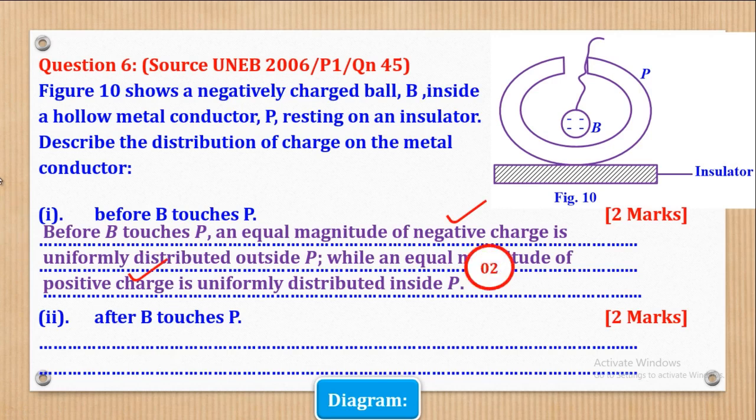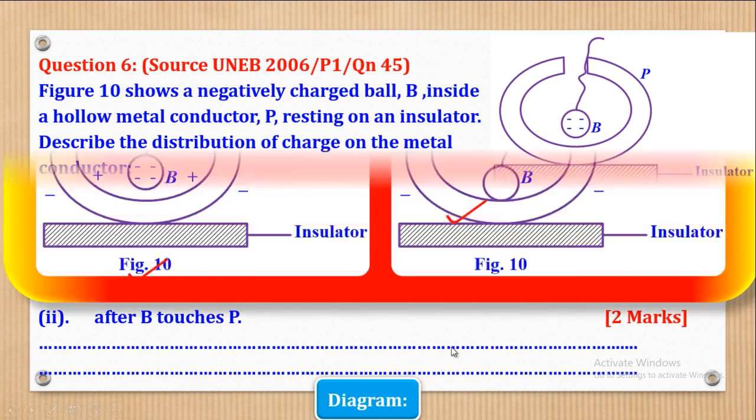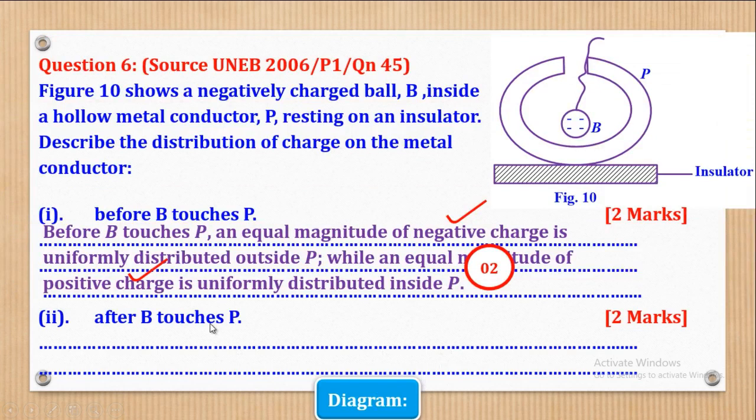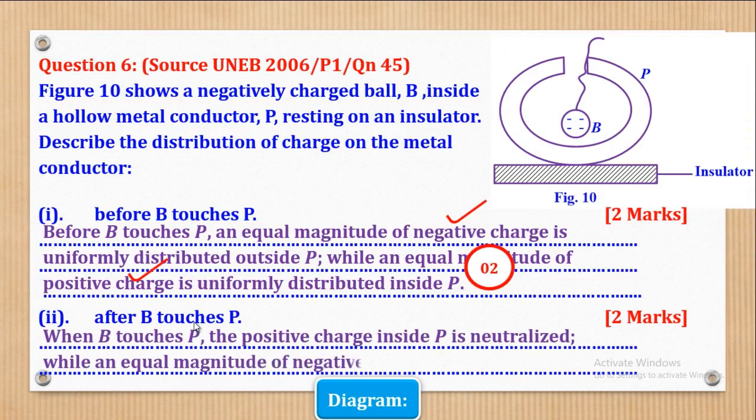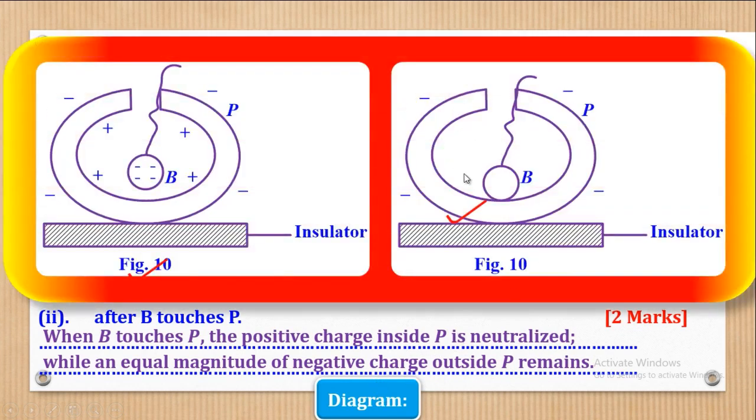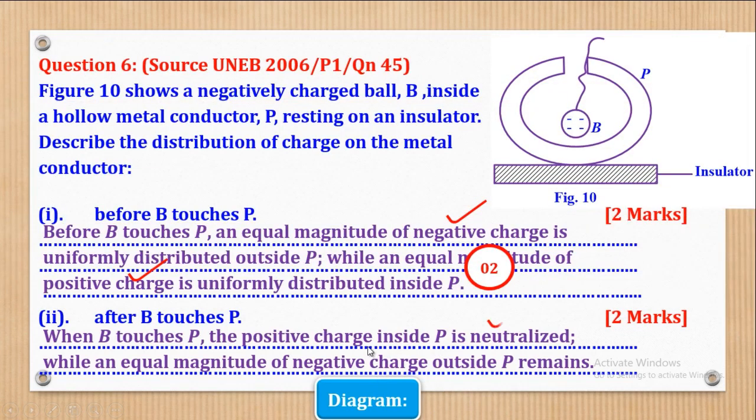Now Roman 2 said, explain what happens after B touches P. So when B touches P, we shall see that the positive charge inside P is neutralized, while an equal magnitude of negative charge outside P remains. So basically this is what happens. Inside there is no charge at all, but outside the charge remains. So if you wrote that, that's how the 2 marks could be got.